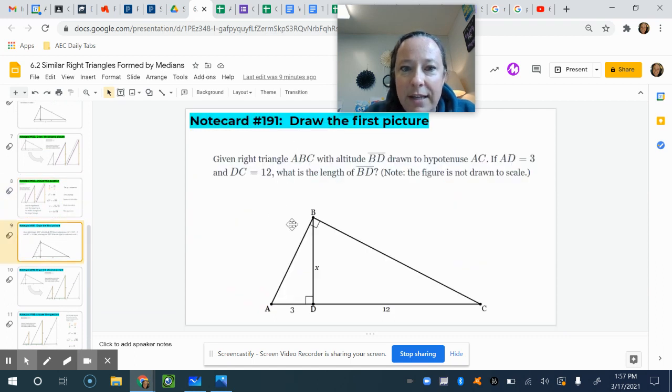All right, this one, we've got our big triangle, we've got altitude BD, and it says AD is 3, DC is 12, and it wants the length of BD. All right, so pause me and finish up drawing note card 191's first picture.